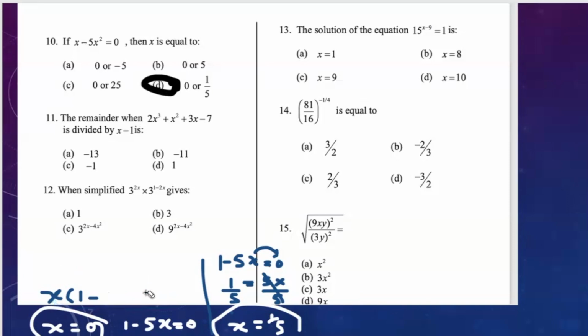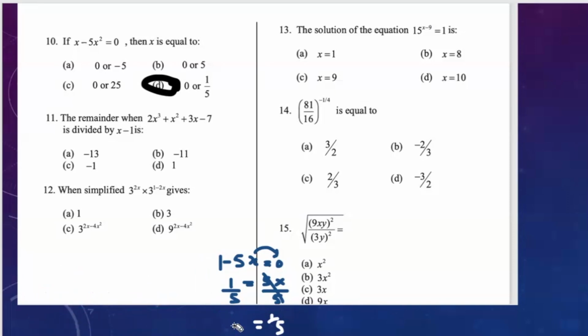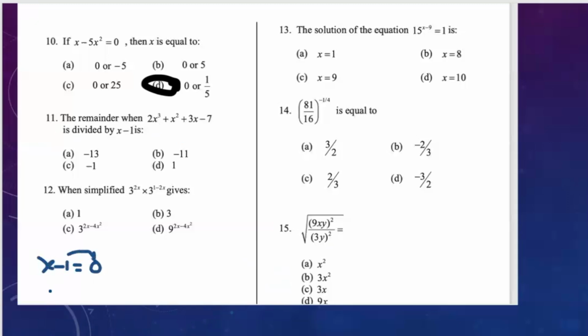Now you can pause at any time and go ahead and write your jottings, or you can work ahead and then check the answer. The remainder when this polynomial is divided by x minus 1, so we can either divide or substitute. So you have x minus 1 equals 0. So carry over the 1, so x is equal to 1. So I'm going to substitute.